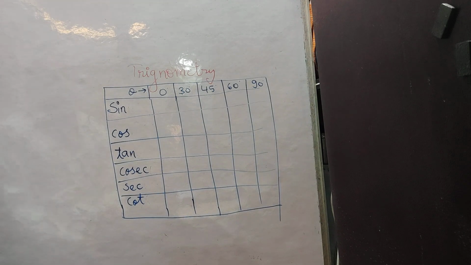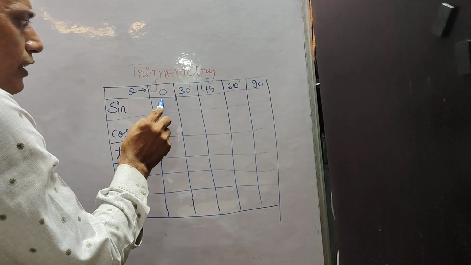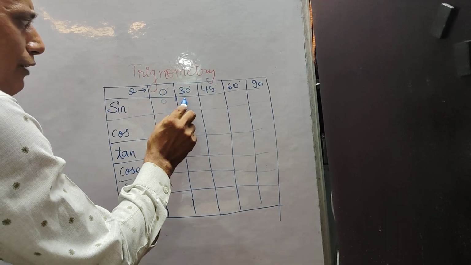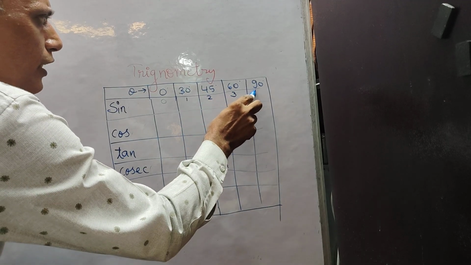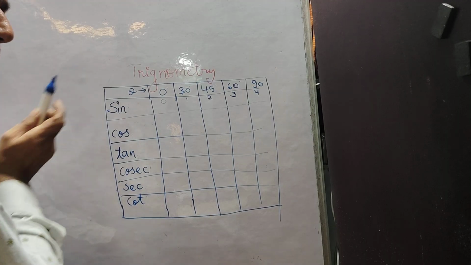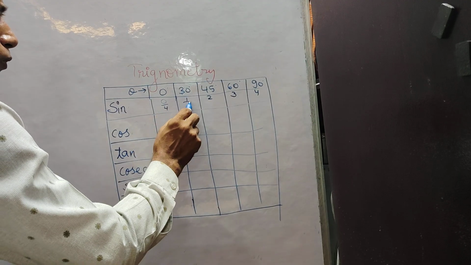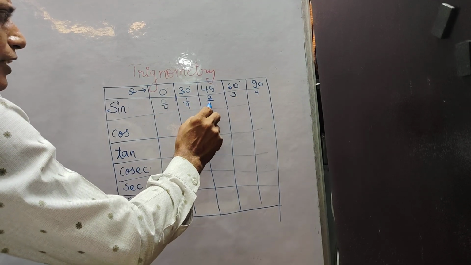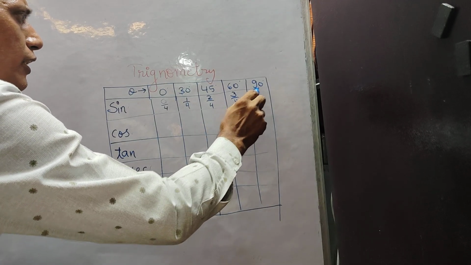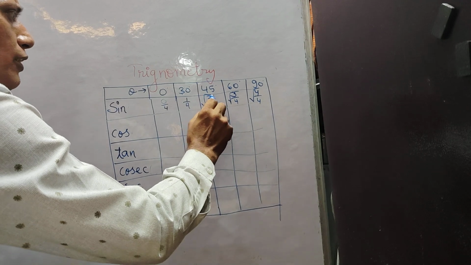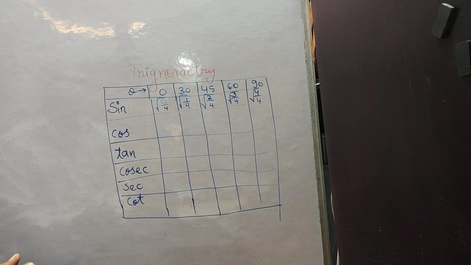This is the table. Look, first we start from whole numbers, starting from 0, then 1, then 2, then 3, then 4. After completing 0 to 4, we write the last number 4 in the denominator of each, and then we put the square root sign. So this is the sine table.